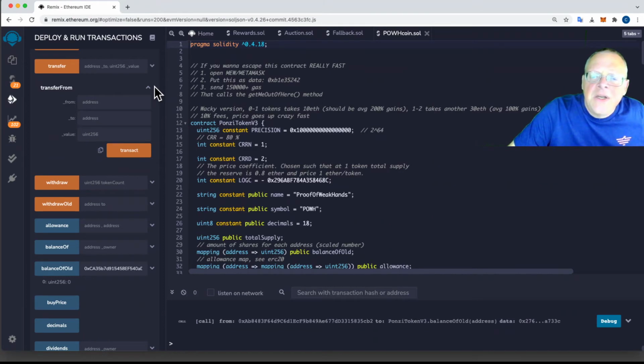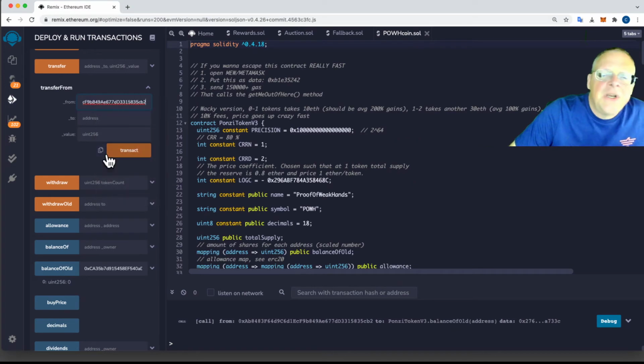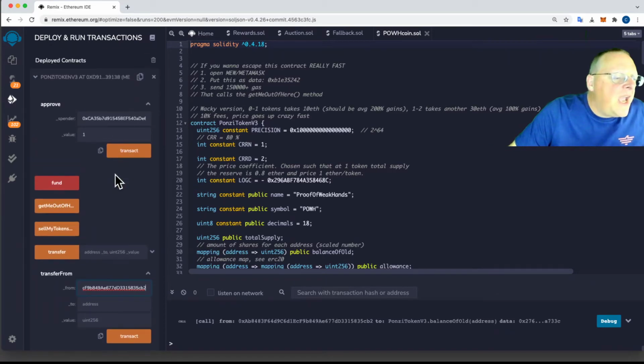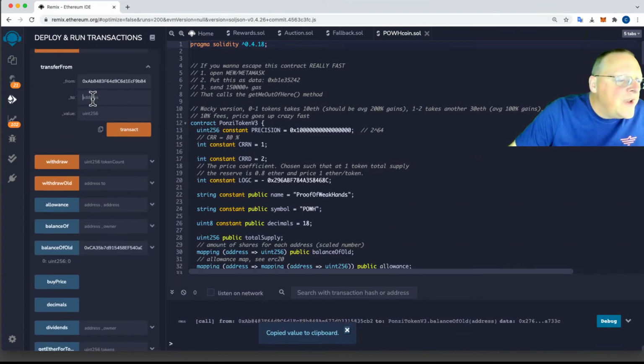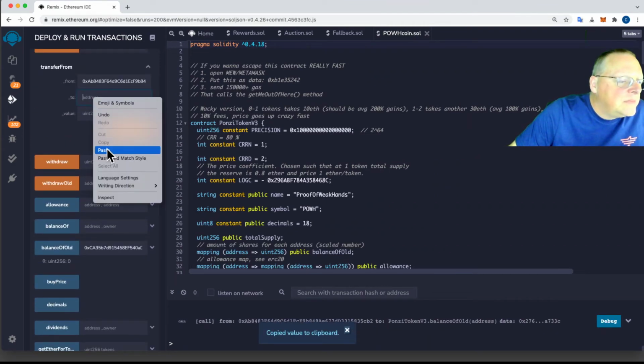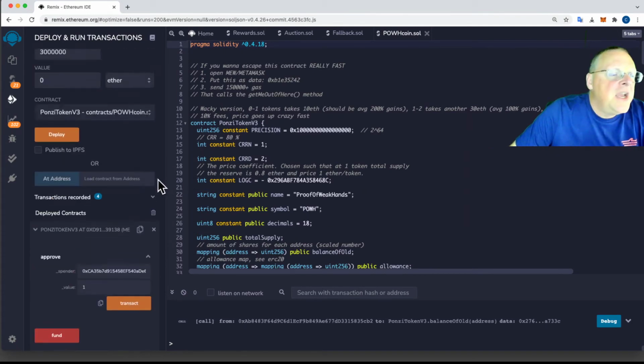And into the from field, I put that account. And then I scroll up and find the address of the contract itself and copy that. And then I put that in the to field, and have a value of 1 Ether. But now, instead of running it now, I go back and I select the third account.